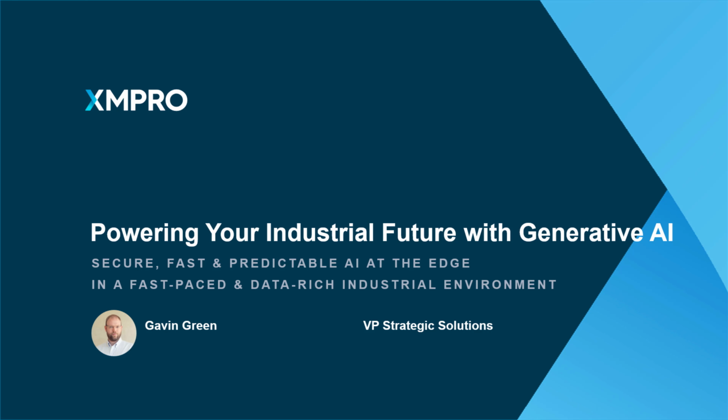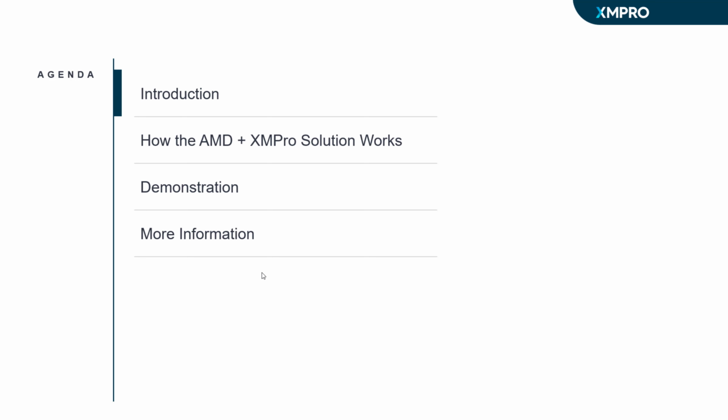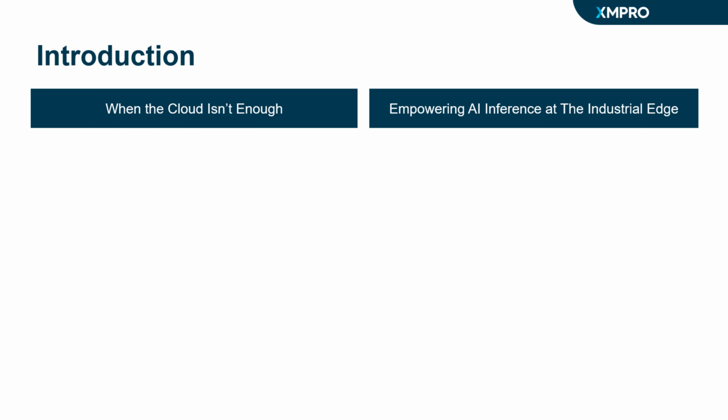In this video, we're going to be working through how we can do inferencing using generative AI at the edge, in combination with AMD, one of our partners, as well as the AMD Lemonade server. We're going to go through just a quick introduction: why are we doing what we are doing, and how does the solution fit together and work? We're going to go into a demonstration so you can see how it's configured and the end result, as well as some more information if you're interested at the end.